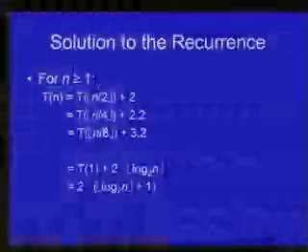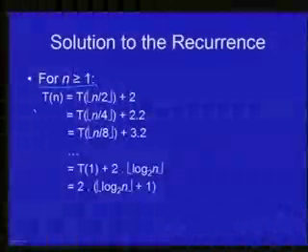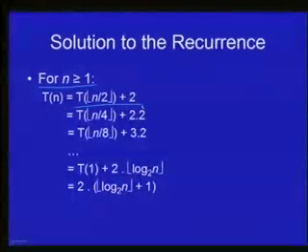So for n greater than or equal to 1, as we just saw, Tn is equal to T of n by 2 plus 2, and then in the next step T of n by 2, using the same relation, we can write as T of n by 4 plus 2, and so that becomes T of n by 4 plus 2 times 2, and in the next step it becomes equal to T of n by 8 plus 3 times 2, and so on and so forth.